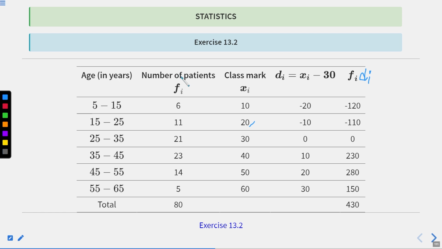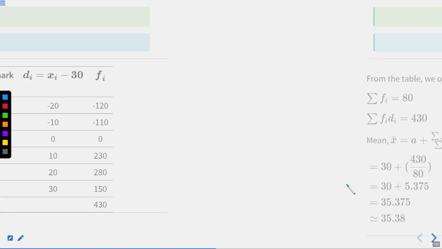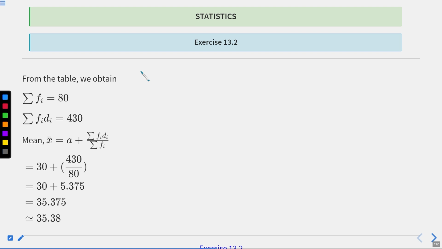Now if we take the total, the total number of patients, summation fi, is equal to 80, and summation fi di is equal to 430. From this table we obtain summation fi equals 80 and summation fi di equals 430. Now you can use the formula for mean: x bar equals assumed mean a plus summation fi di divided by summation fi. Here the assumed mean is 30.